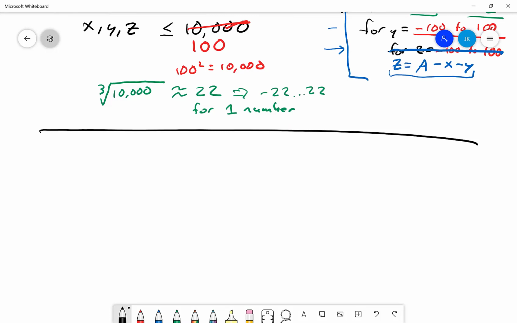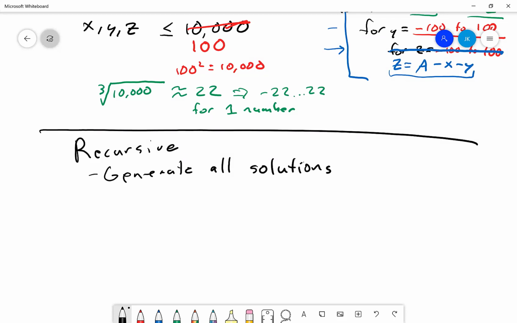I want to talk a little bit now about recursive problems. So a recursive brute force is where we are going to generate all the solutions. Often the recursive approaches are generative as opposed to filtered. The iterative ones tend to be more filtered, and the recursive ones tend to be more generative, although that's not a hard and fast rule.